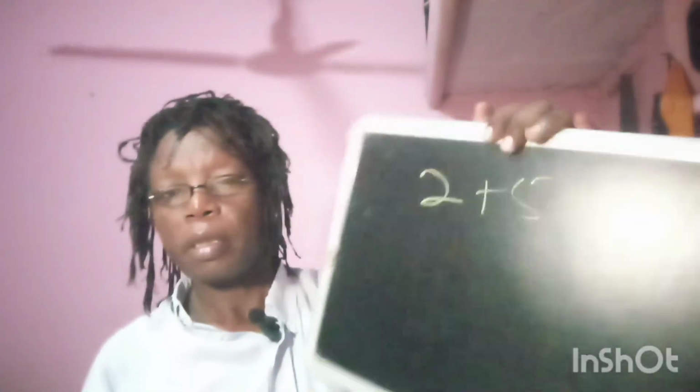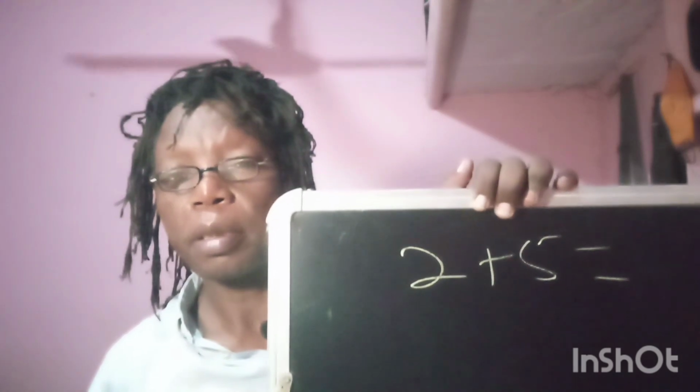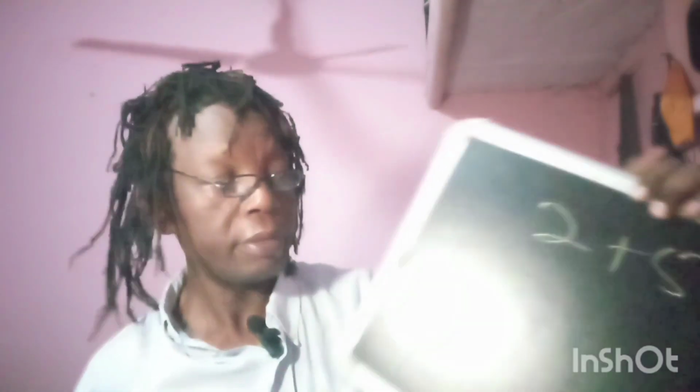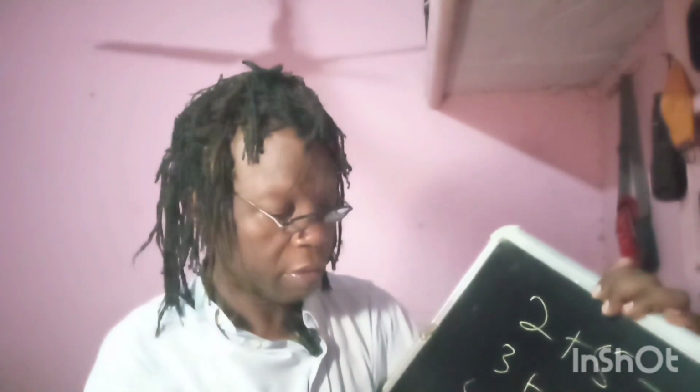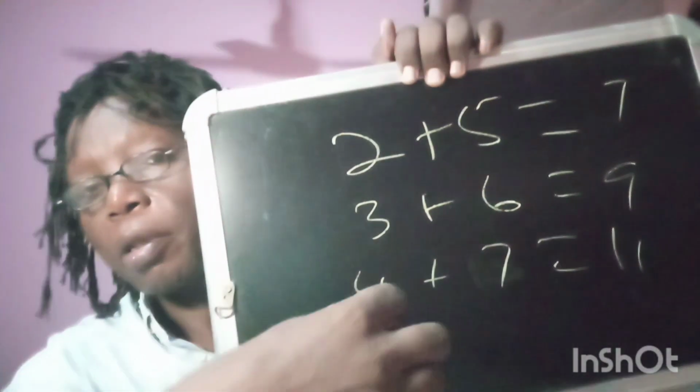So what is arithmetic? Arithmetic means, for example, if somebody gives you something like this, you know what that is. What is the answer? 4 plus 5 is 9, 4 plus 7 is equal to 11. These are all arithmetic.